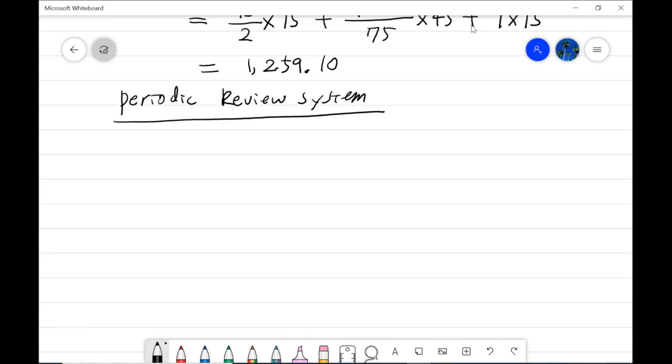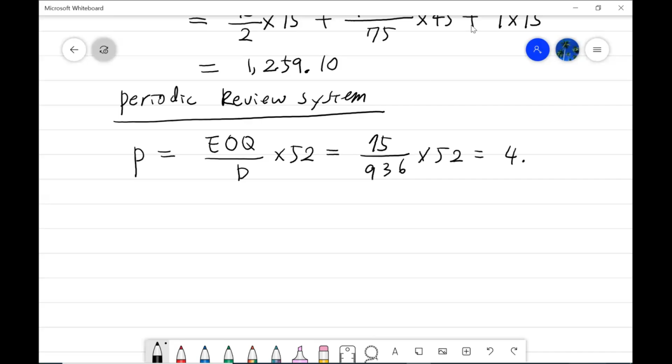So in the periodic review system, let's take the easy one first. There is a review period, P, that is just EOQ divided by annual demand and multiplied by 52. I'm just trying to change from the yearly basis into the weekly basis. So EOQ is the same. Nothing changes from the continuous review system. Then 936 multiplied by 52, that is 4.2, so about 4 weeks.